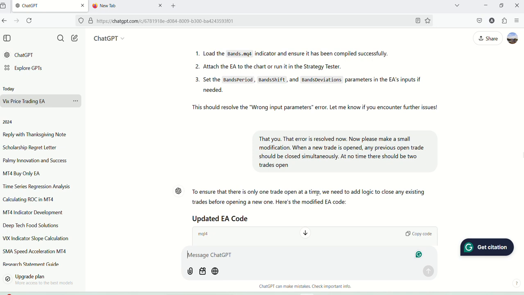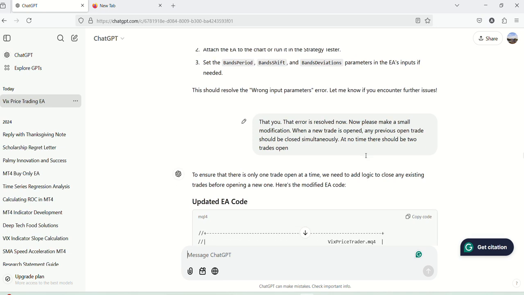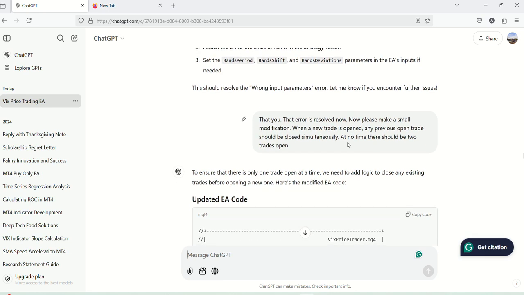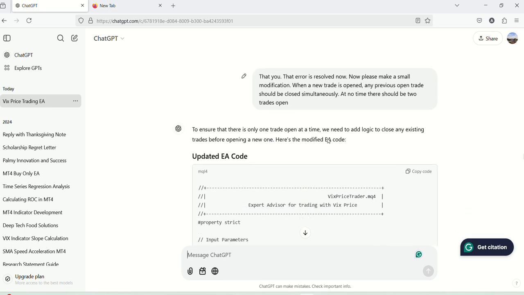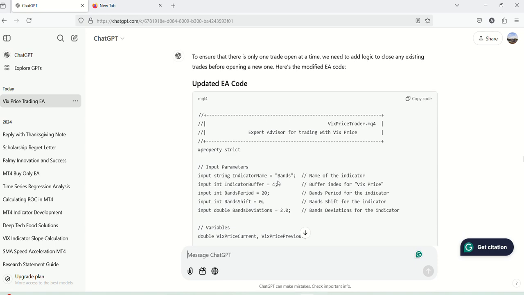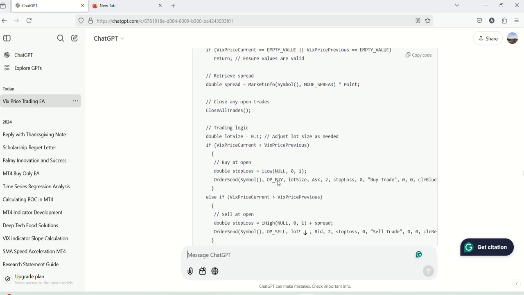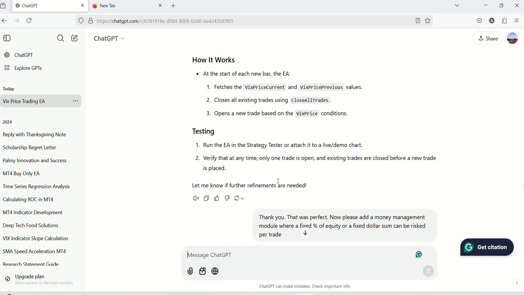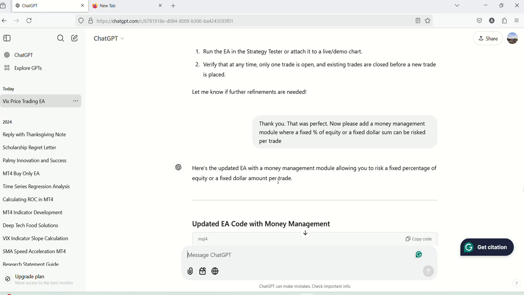And then after that, I requested a small modification, that at any point of time only one trade should be open and the previous one should be closed. ChatGPT updated the code and gave me a new version. This also worked perfectly without any error or bug.